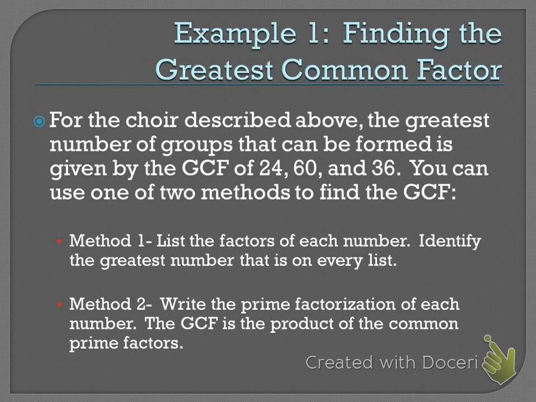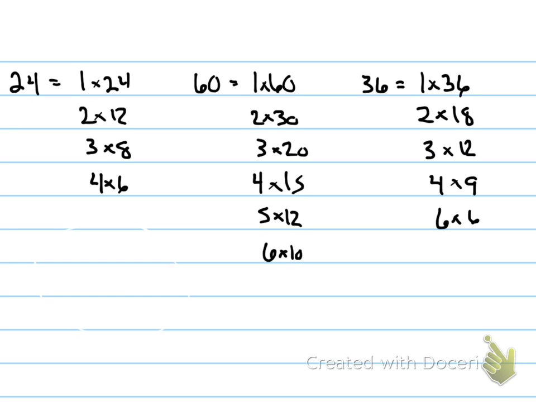Now in example 1, we're using a choir example. We're actually going to find the GCF using both methods. The first one is listing the factors of each number, which is what we did yesterday in class. So we have our three numbers, 24, 60, and 36, and we basically need to pair off numbers that can be multiplied by each other to equal these numbers. That's what you've been working on at your seats. So let's shift gears over to that page.